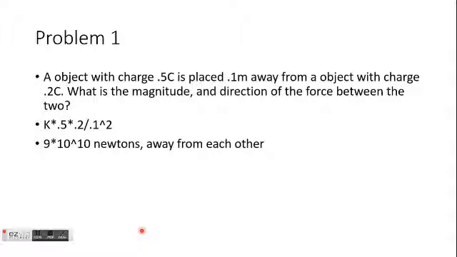So see what I was saying about how coulombs are a big unit, and you're going to get a lot of charge. If you've got half or a quarter of a coulomb, you're going to be getting a lot of force between the two. 9 times 10 to the 10th newtons. That's 9.